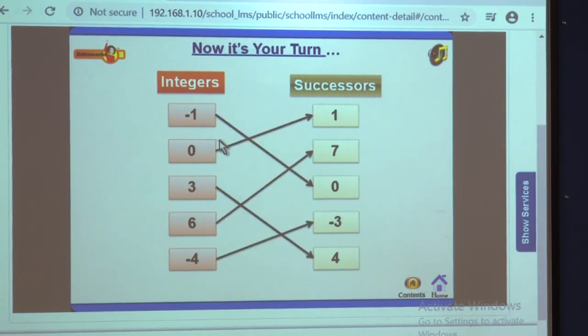Here I will give the answers to you, just check your answers with that. I had explained already: the successor of minus 1 is 0, of 0 is 1, of 3 is 4, of 6 is 7, and of minus 4 is minus 3.